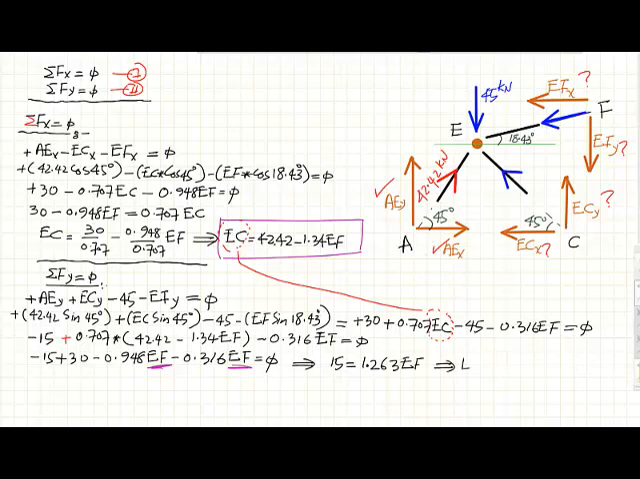And EF is equal to 15 divided by 1.263, which is equal to 11.87 kilonewton. So the result we got here for EF is positive, and it is 11.87, meaning that the suggested direction for EF, towards the joint, which is compression, is correct. So we'll put here, this is compression.